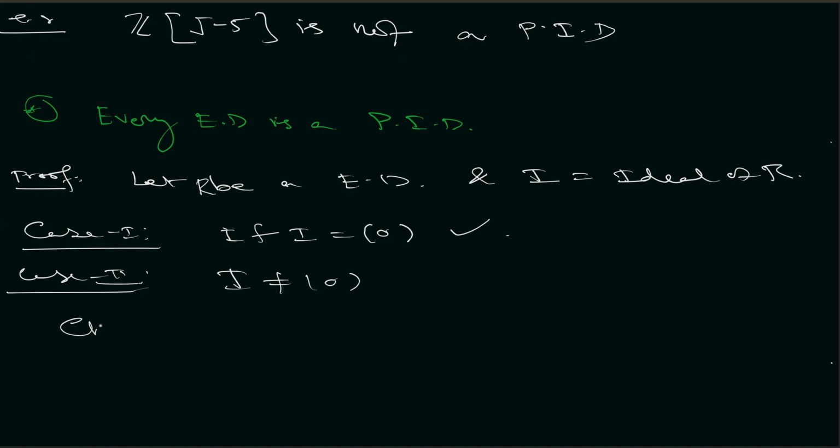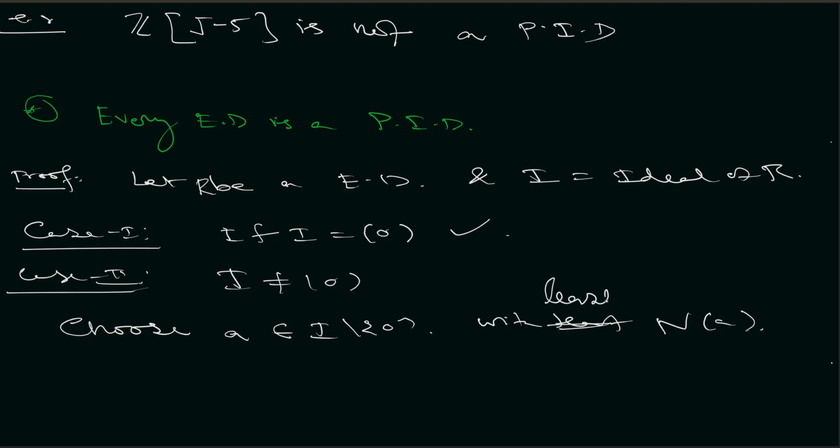So then you choose an element A which is in I but not a 0 element, with least norm. How can you choose? Because every subset of the natural numbers has a least element, right?